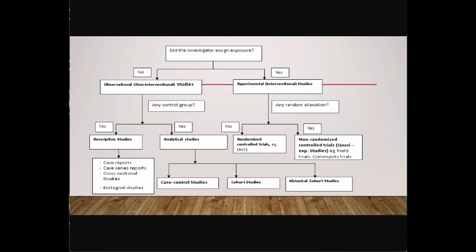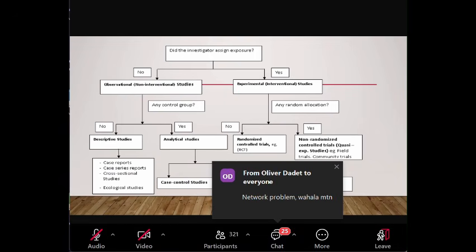The earlier one, descriptive, is just explaining who is affected by the disease, when or where. It does not go further to try to find out why or how.